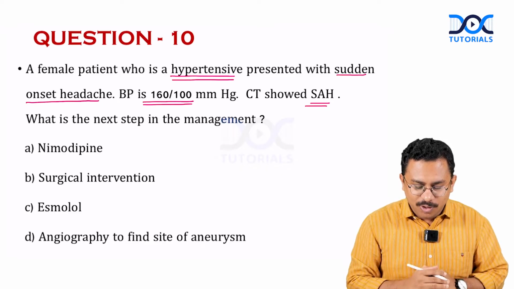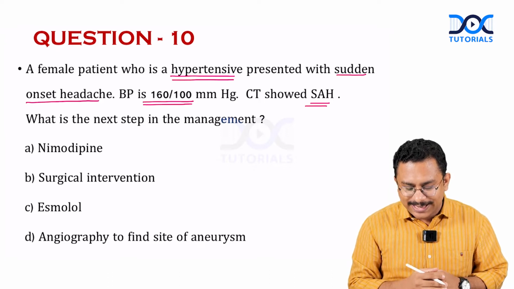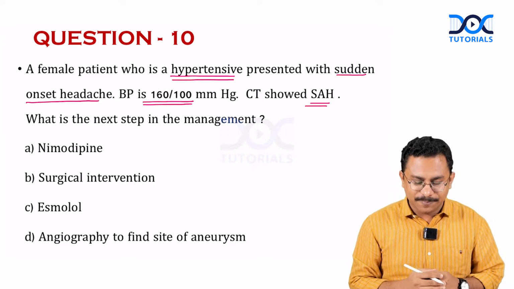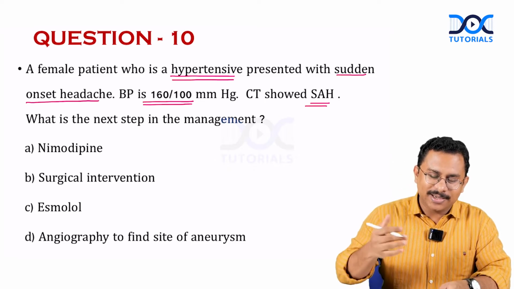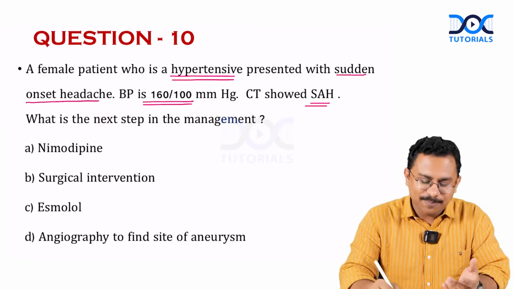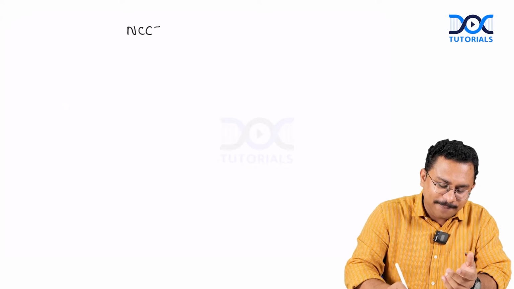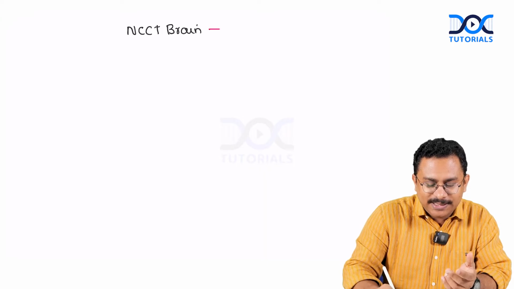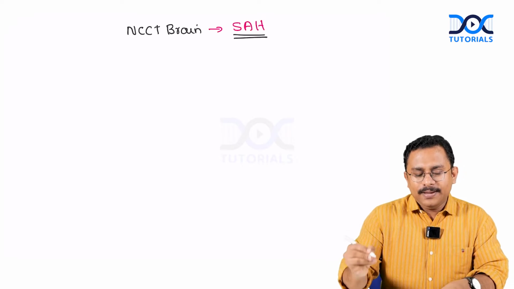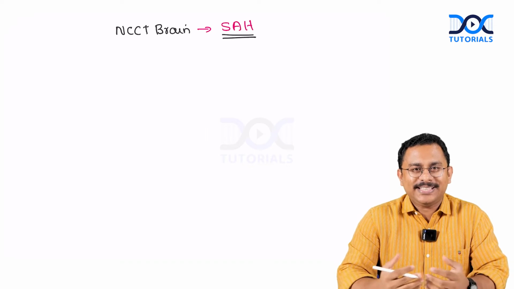Now the options are nimodipine, next is surgical intervention, third is esmolol, and fourth is angiography to find the site of aneurysm. So basically, when you have a patient presenting to the emergency department, and suppose you have taken a non-contrast CT brain, and you see that this patient is having a subarachnoid hemorrhage, now what do you do here?